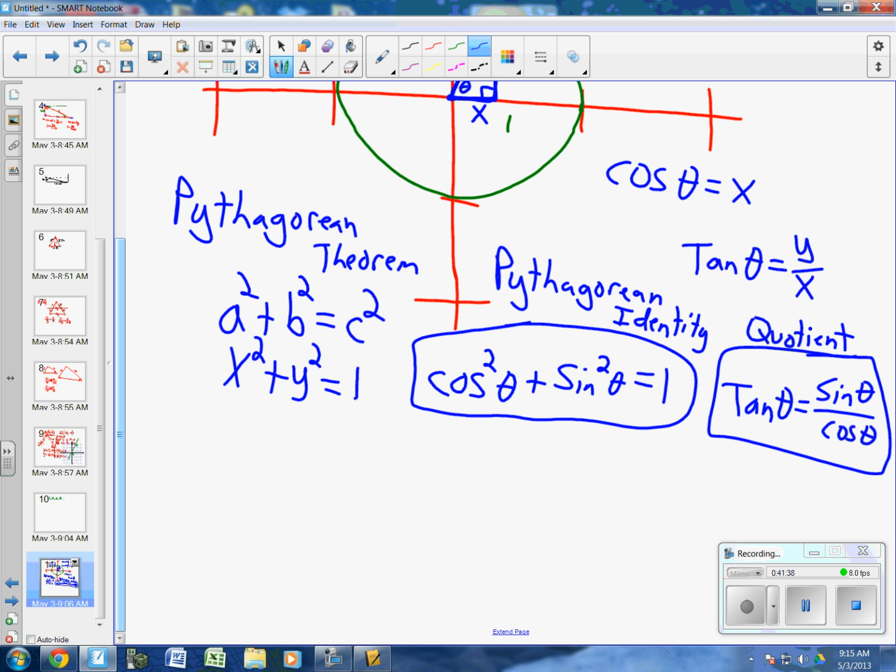Quotient identity means what? Division, right? And we're dividing sine by cosine, which is the tangent, okay? I need you to know those identities. There's actually 2 more Pythagorean identities. There's 1 more quotient identity, and there's what we call 3 reciprocal identities.